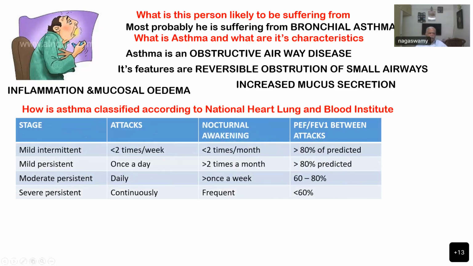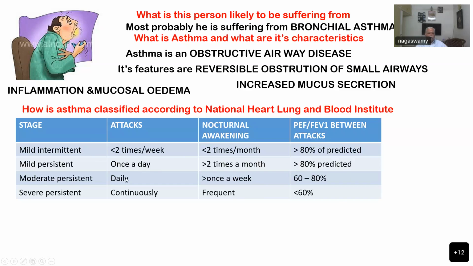4 stages are classified. One is called mild intermittent, where the asthmatic attacks happen less than 2 times per week, and the patient very rarely gets nocturnal awakening, less than 2 times in a month, and the peak expiratory flow rate or FEV1 between attacks is more than 80% of predicted. So it is a very mild form. The second is mild persistent, where they get attacks at least once a day, and wake up more than 2 times per month. Still their PEF and FEV1 is more than 80% of predicted.